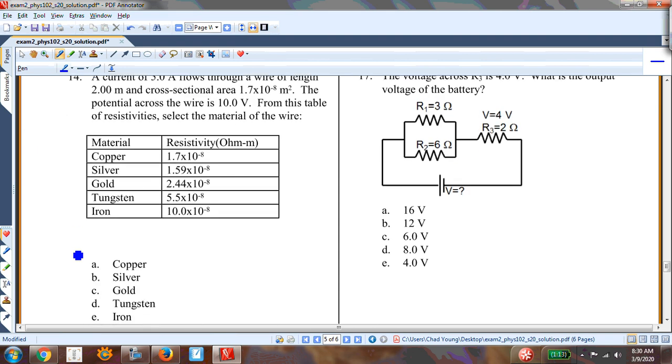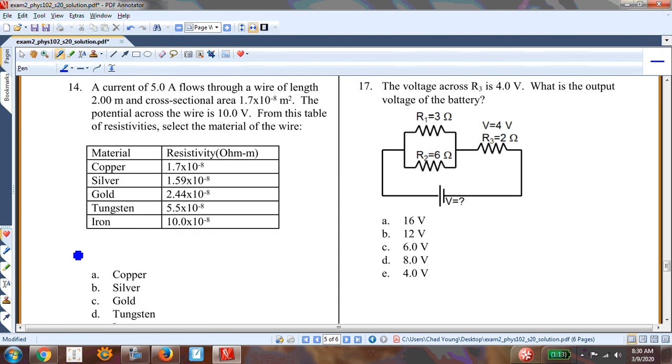A current of 5 amps flows through a wire of length 2 meters across cross-sectional area 1.7. There's its potential. There's my current. From this table, select the material of the wire. So I just have to calculate the resistivity. First, I need the current. V is equal to IR. So I is equal to V over R. That's 10 over 5, or 2 amps.